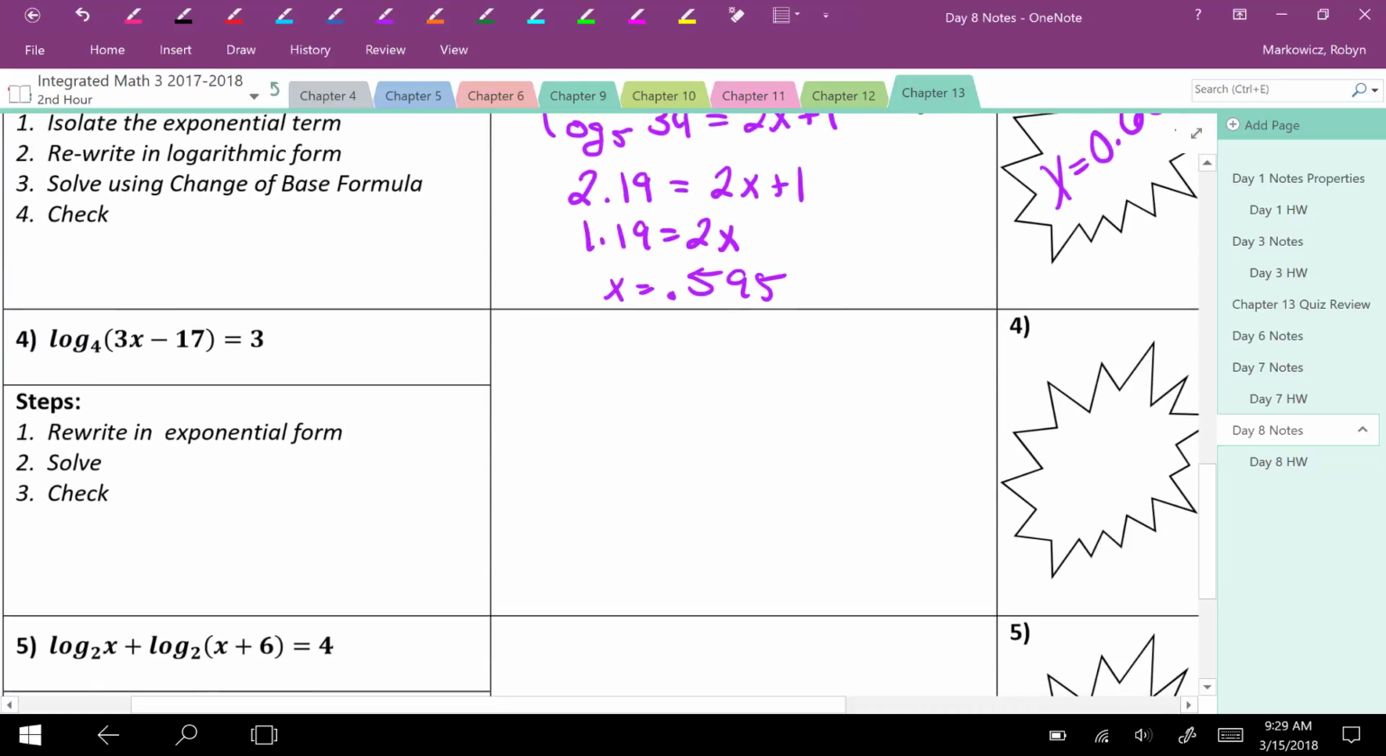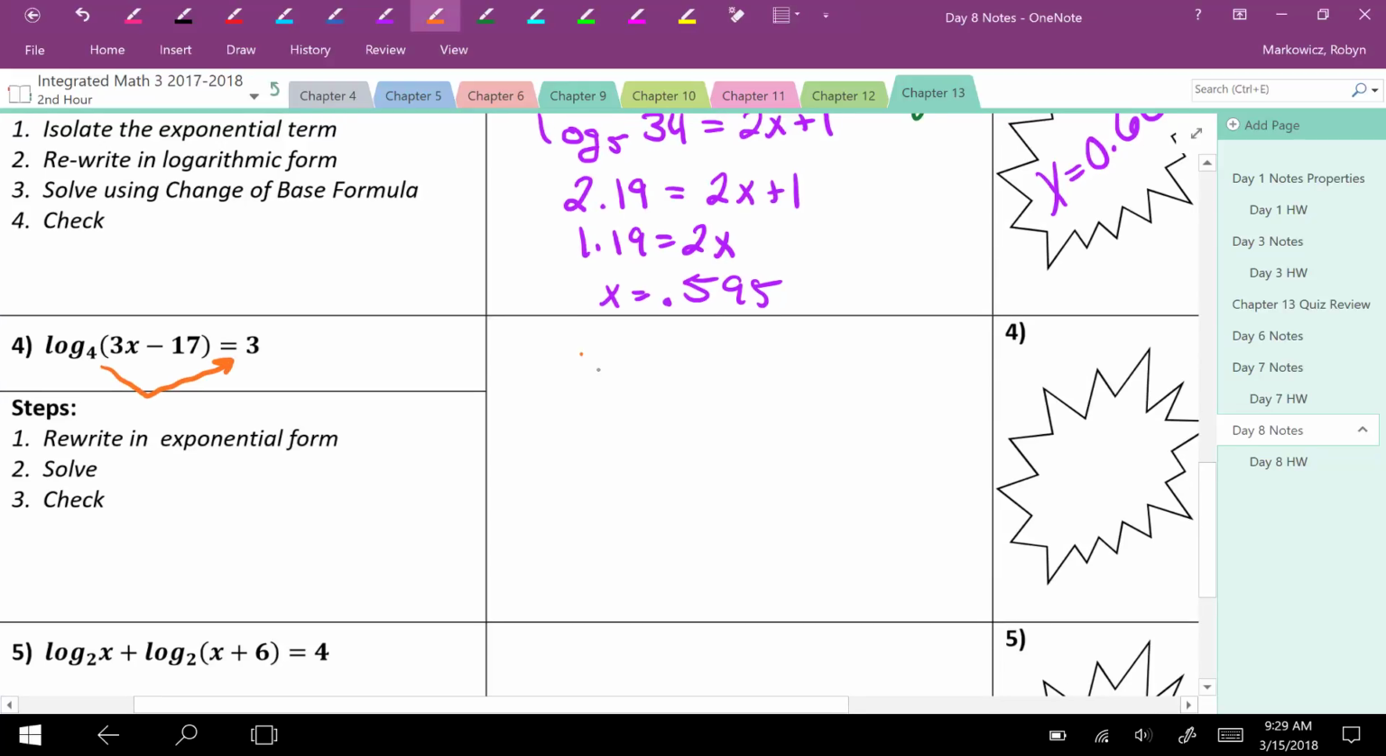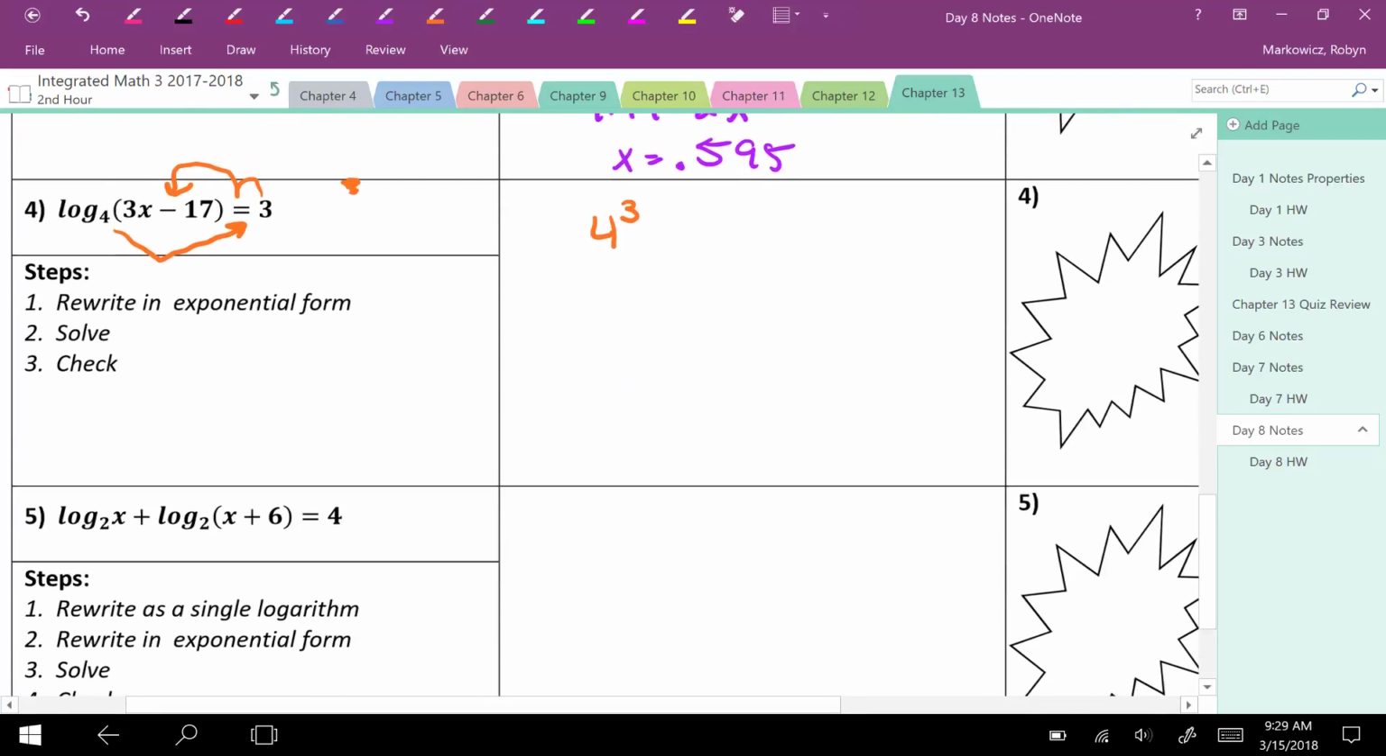We have log equal to a number. What do we do when a log is equal to a number? The heart method. Convert to exponential. So 4 to the power of 3 is equal to our argument, 3x minus 17. Good. 4 to the third is 64. You should be able to solve this from here. Go ahead and finish solving that.